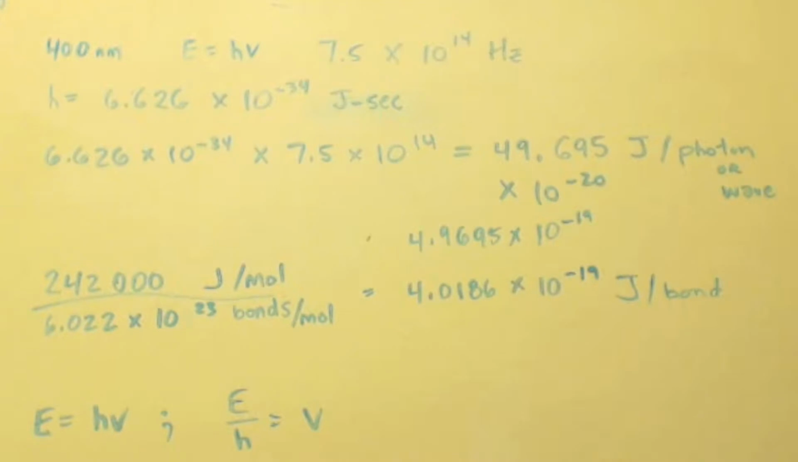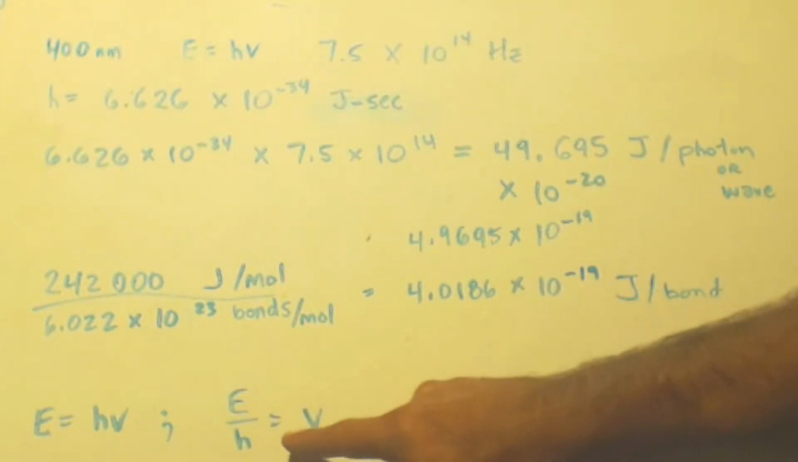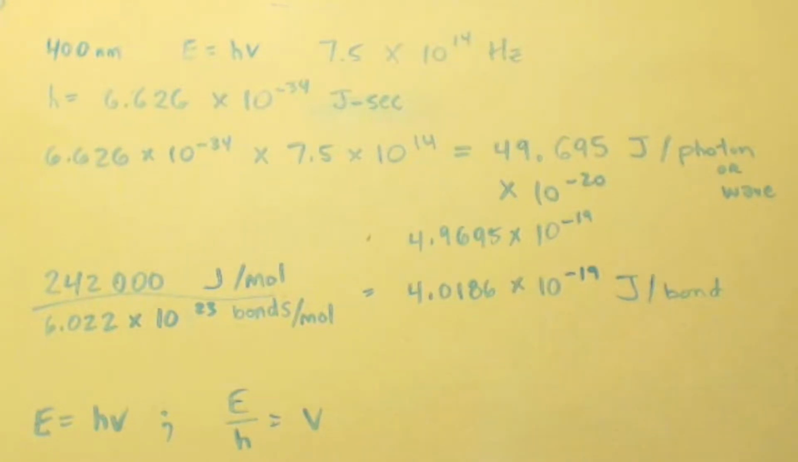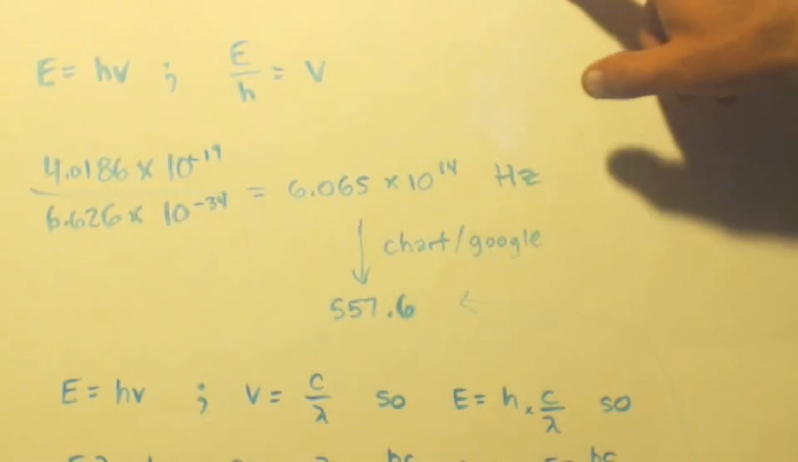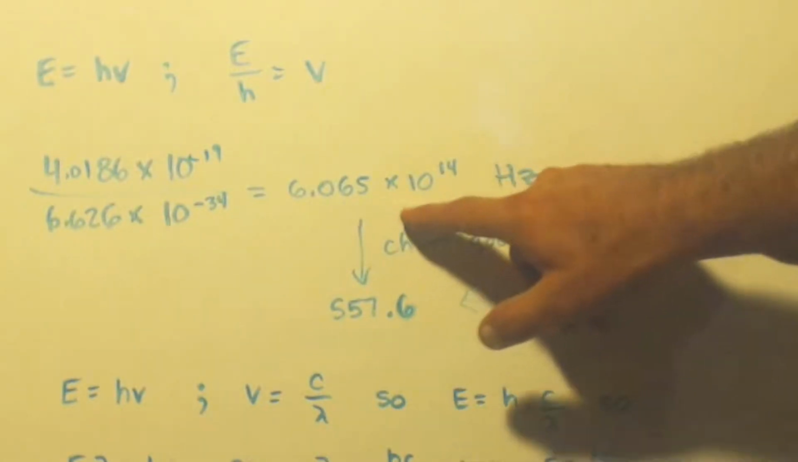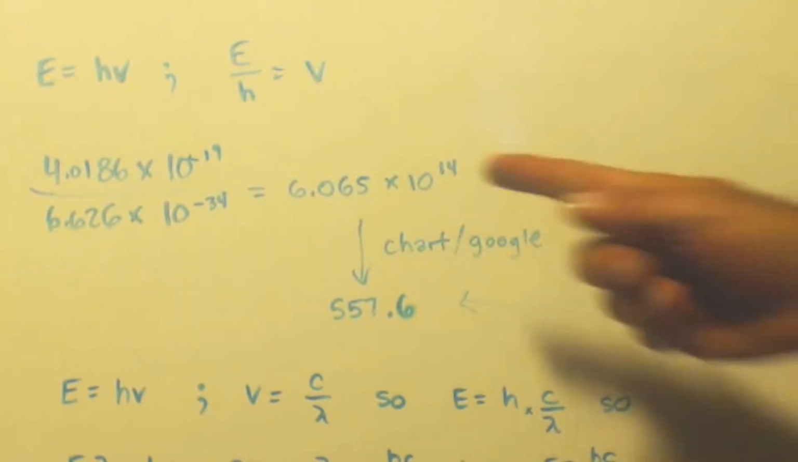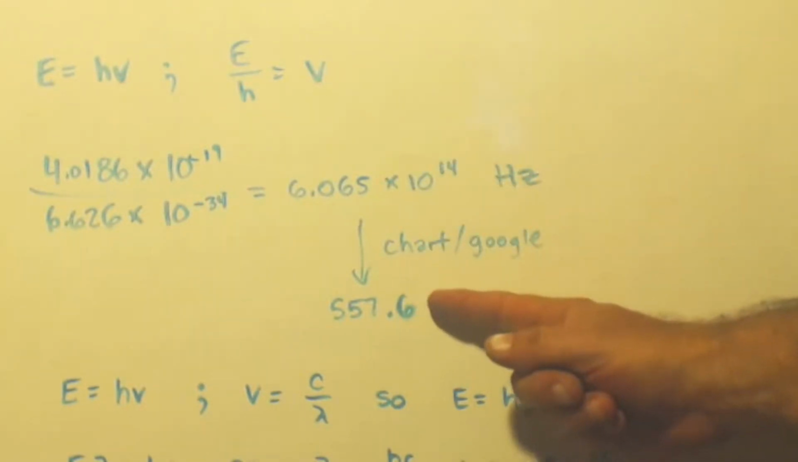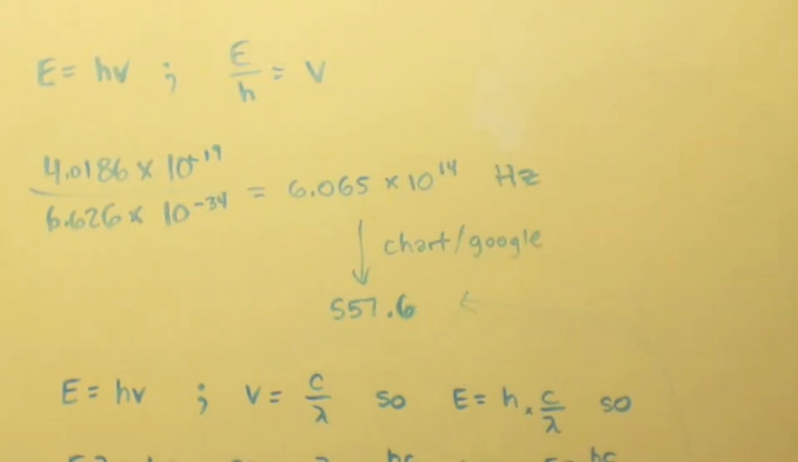And again, we use this same formula. We just rearrange it so that it gives us the V, which is the frequency, right? All right, so I take my energy right here. That's how much it takes to break the chlorine-chlorine bond. Divide it by Planck's constant, and I get frequency in hertz. Now, I just looked at charts on the internet, and this is what I got as the corresponding wavelength, 557.6 nanometers.